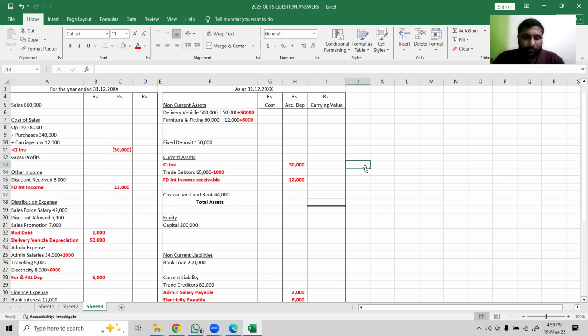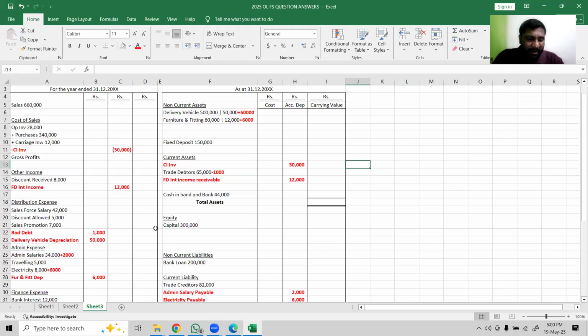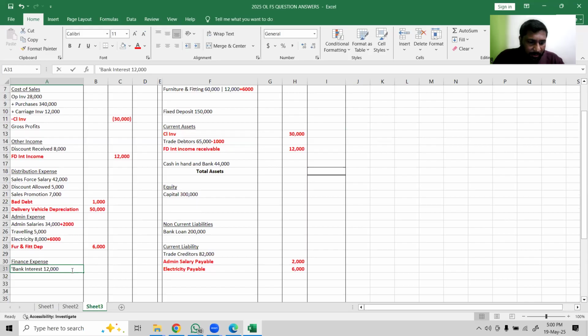And the next one. Next one is the bank loan interest. 200,000, 12%. 200,000, 12% means 24,000 is the interest for the loan. So for bank loan interest, if you write 24,000 here, it's wrong because already 12,000 you have recorded. That means you have paid. In the trial balance, an interest figure means the interest that you have paid.